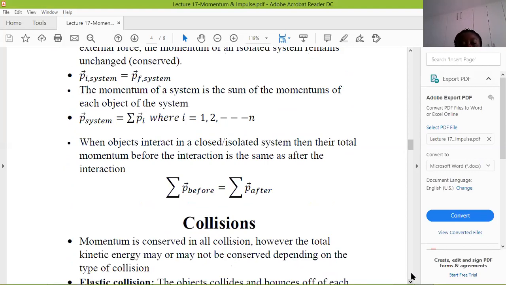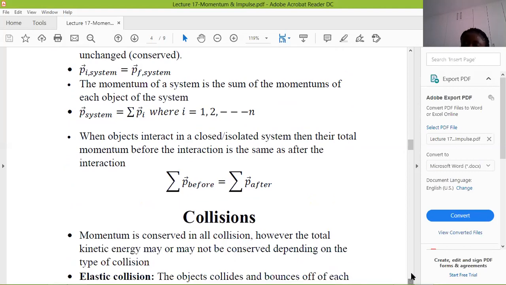Okay, so when the objects interact, as I said, in a closed system, their total momentum before interaction and after interaction is the same. So then we are saying that the system has a conserved momentum.